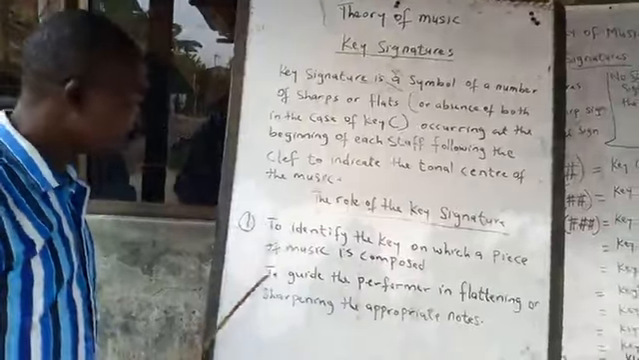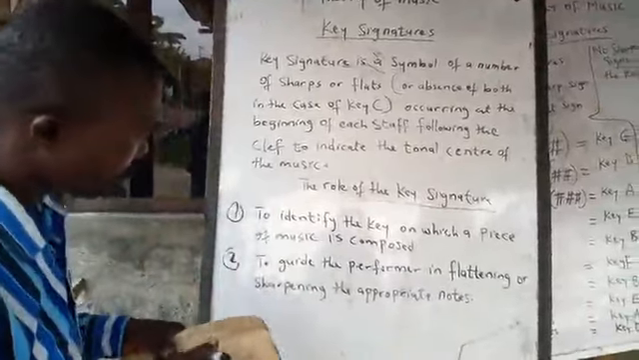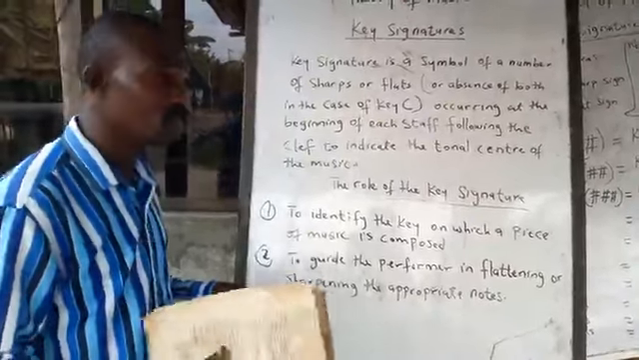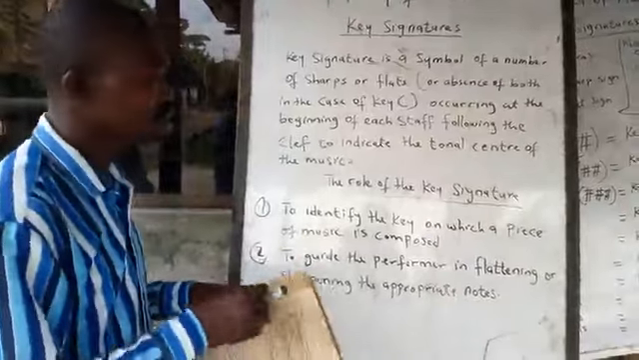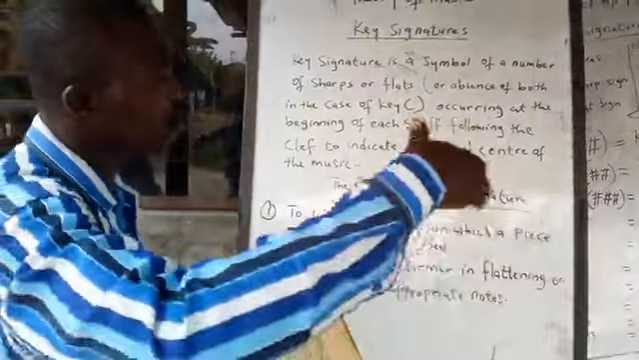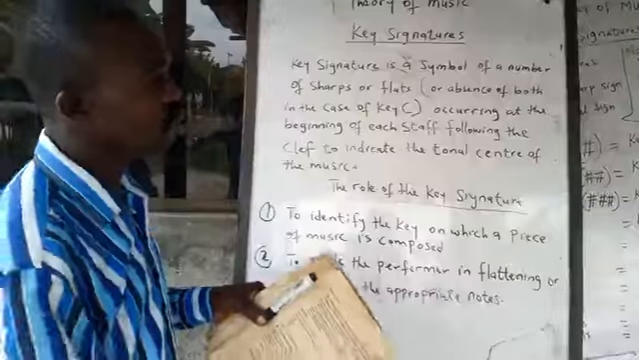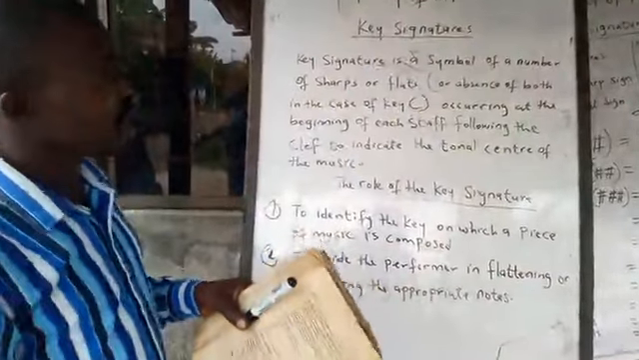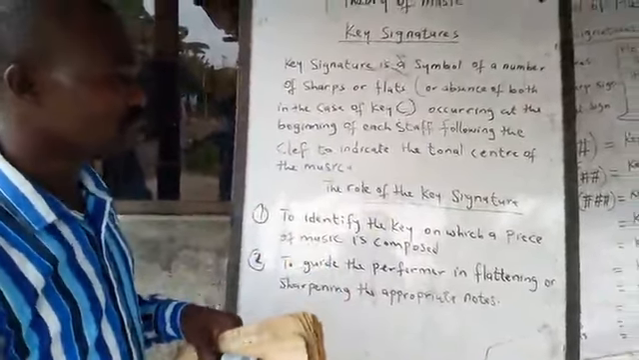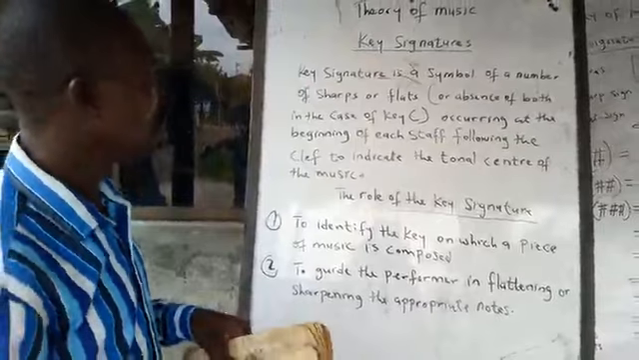Another role is to guide the performer in flattening or sharpening the appropriate note. In the same piece of music, signs of this key signature, the sharp or flat, can equally occur in between notes. They tell you to raise or lower a particular note in that piece of music. Don't worry, by the time we get to the practical aspect, I will show you some of these things and how they are used in a piece of music.